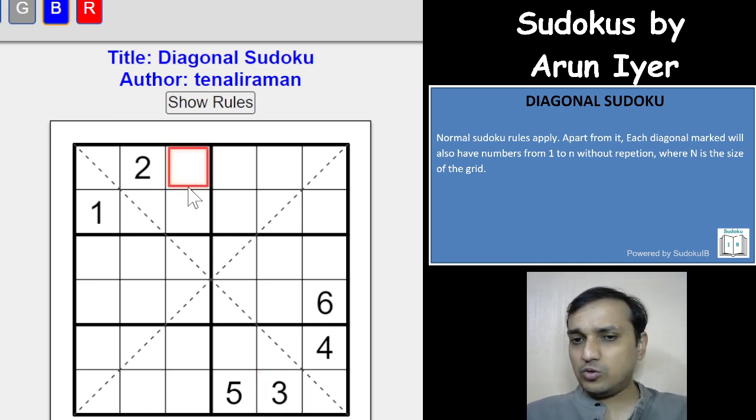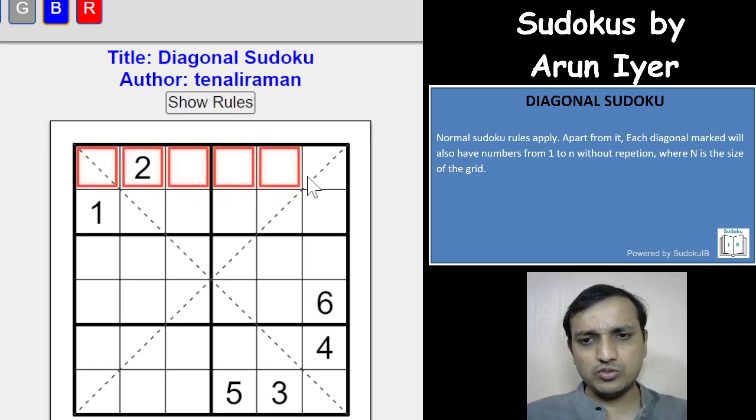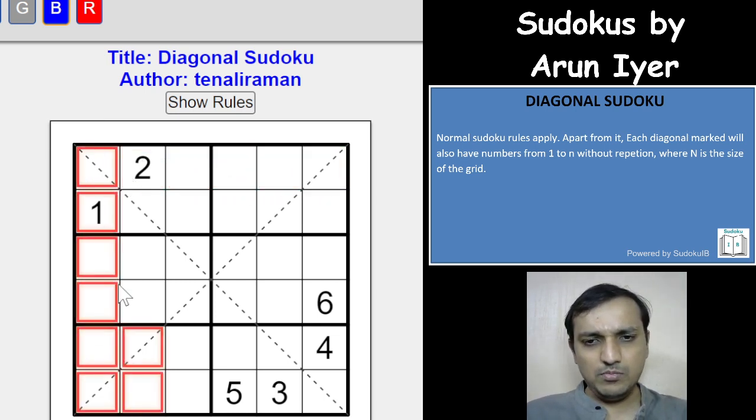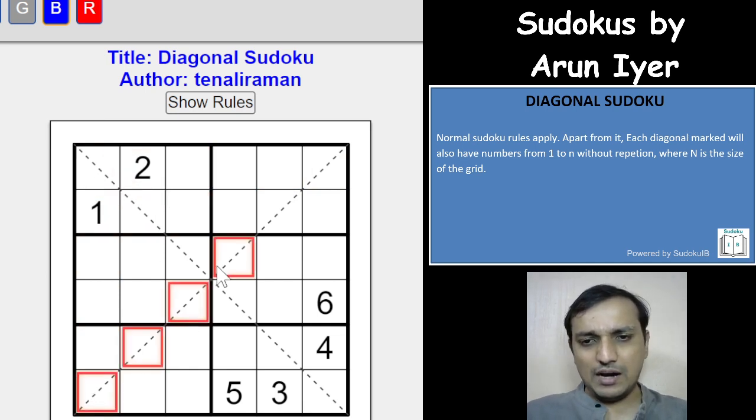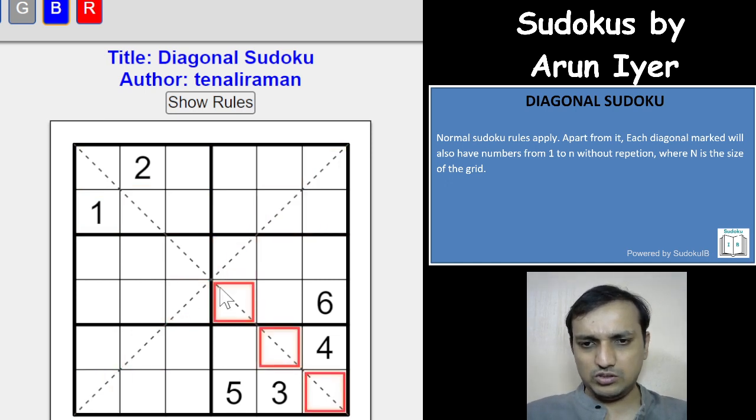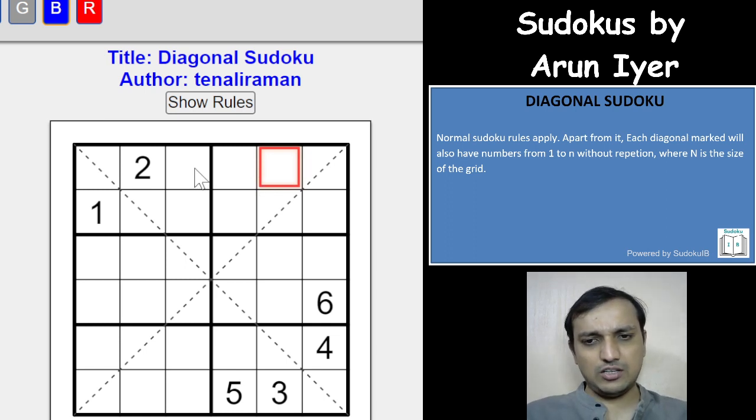Right, so classic Sudoku rules apply. You need to place digits from 1 to 6 in each row, each column, and each 2x3 box without repetition. Apart from that, each of the marked diagonals will also have numbers from 1 to 6. This also will have 1 to 6, and this also will have 1 to 6, right? So let's start the Sudoku.